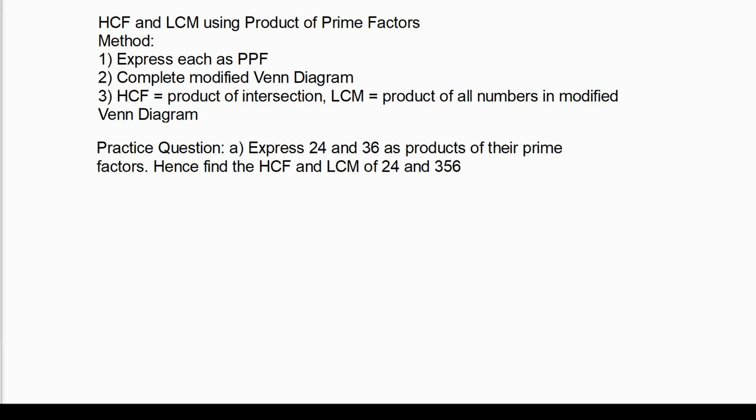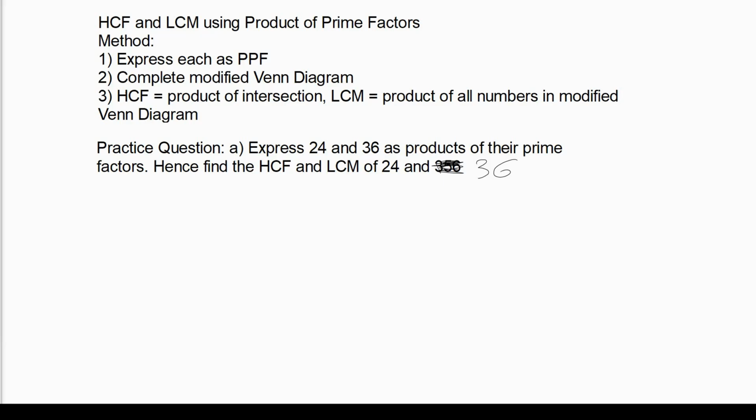Here is a practice question for you to try. I'd like you to express 24 and 36 as products of their prime factors and use that and the modified Venn diagram to find the highest common factor and lowest common multiple of the two numbers. And that should not be 356, sorry, that should be 36. Let me cross it out, that should be 36. So please pause the video now, and when you're ready for the answers, press play.